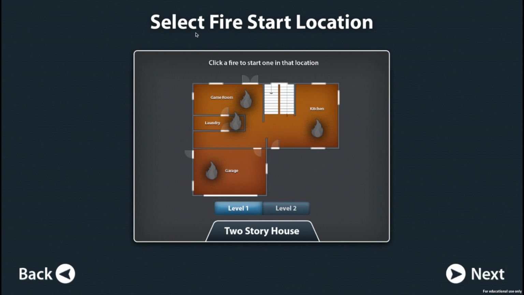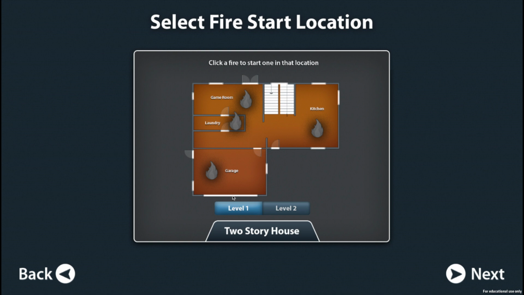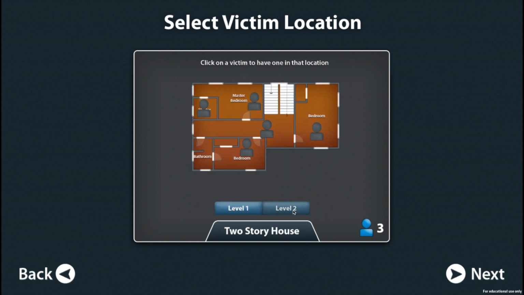This is the Select Fire Start Location screen, and I can click any of these gray flames, either on the first floor or the second floor, for a fire start location. So I'm going to have an internal fire in the garage for this scene. I'll click Next. I can also select where I would like a victim to be. So I'm going to place a victim on the second story in the bedroom near the garage, and then click Next.